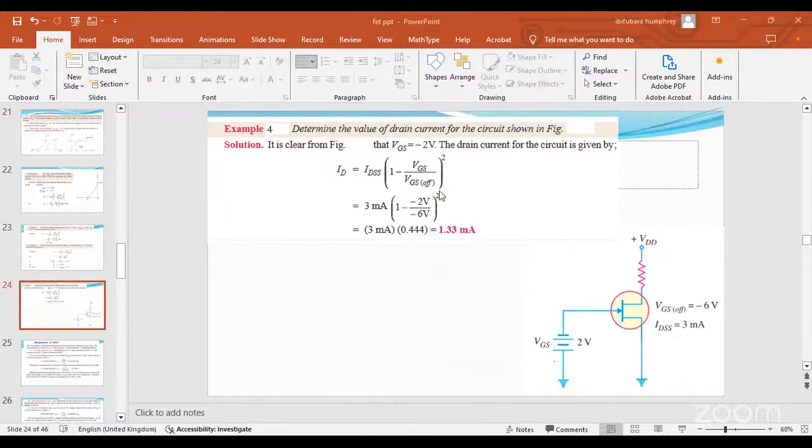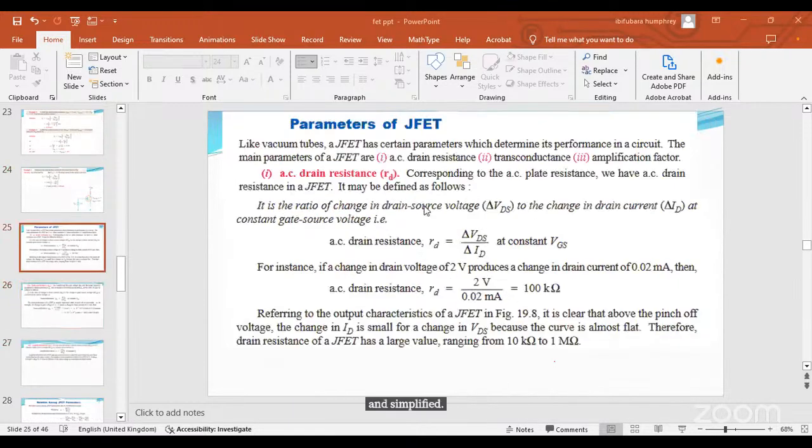Now, this time, you are given a diagram, and you are asked to determine the drain current, taking the values from the diagram. The formula still remains the same: ID is equal to IDSS, bracket 1 minus VGS over VGS(off), raised to square. So if you are able to identify the parameters given, all you need to do is to substitute in the values and simplify.